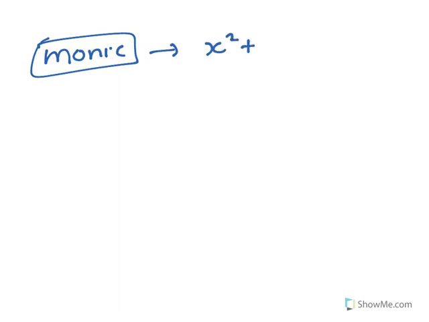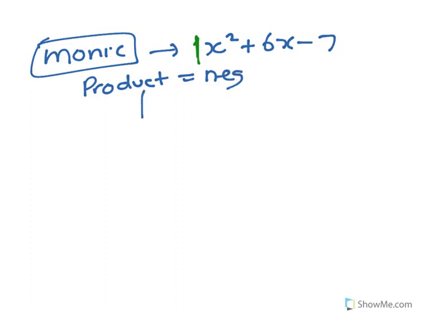Okay. Alright, so there's just one more step to go in the monic factorisation. Monic, remember, that's when the number in front of the x squared is a 1, like this one here. What we need to do now is look at when the product is a negative. Now, when the product is negative, then the signs of the two numbers have to be a plus and a minus. So your brackets have to end up being like this.